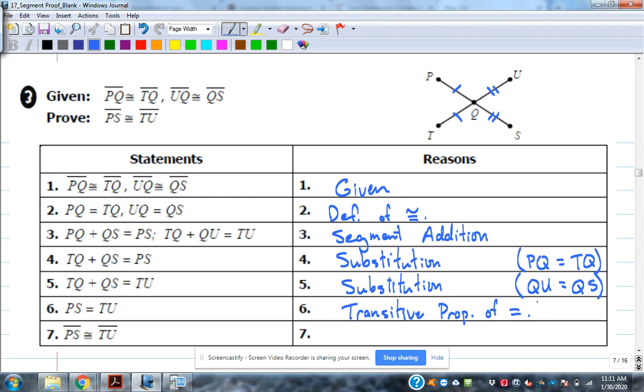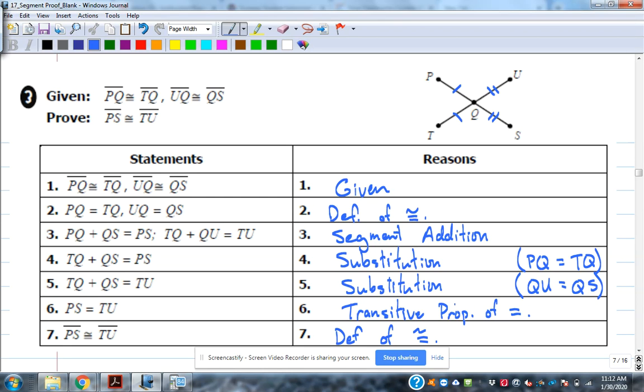And then the last step is, instead of talking about the measurement of PS and the measurement of TU, they talk about the object segment. Definition of congruence, because we're going from measurements to objects. And instead of equal, they're congruent now. So that's a definition of congruence.